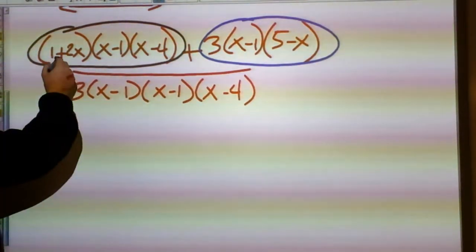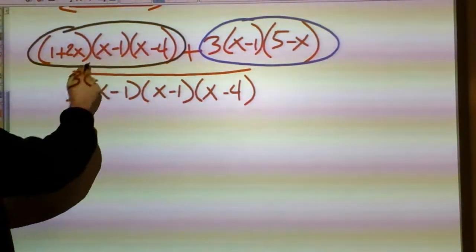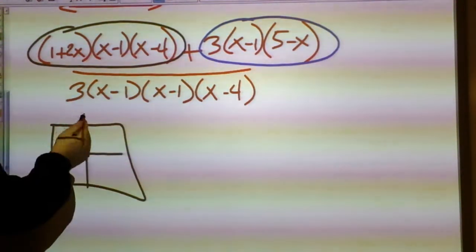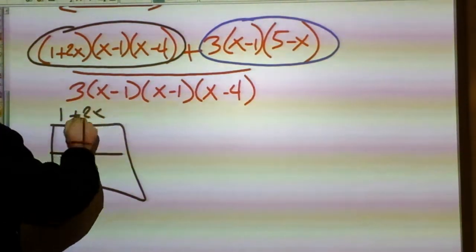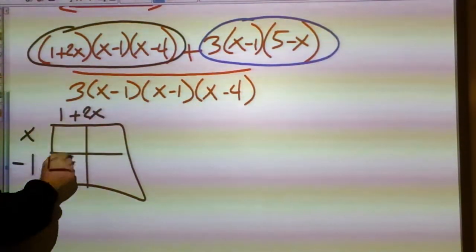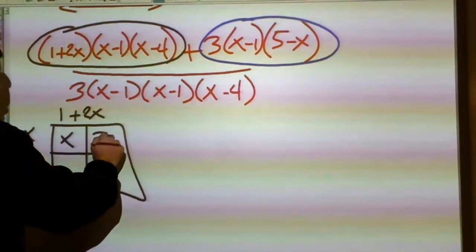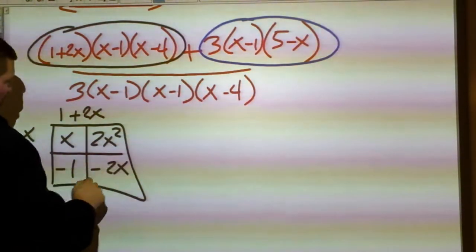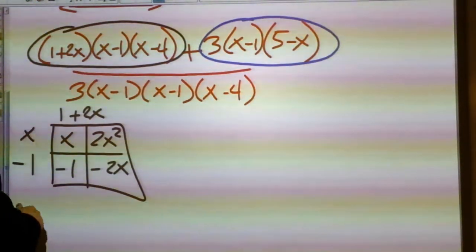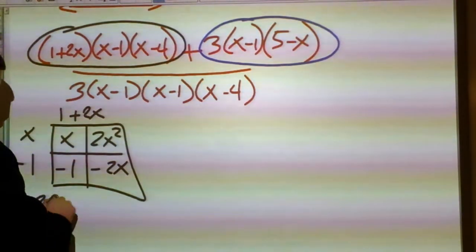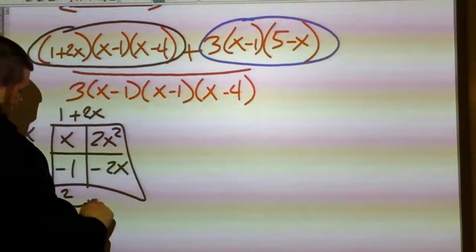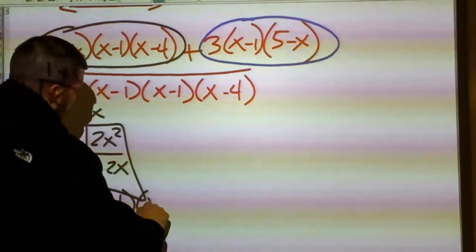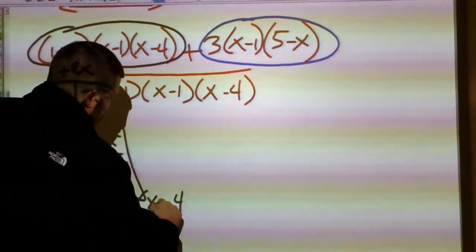So what I'm going to do is 1 plus 2x times x minus 1. And I use the box. Some people like FOIL better. That's just whatever is your preference. And this is strictly scratch work. So x, 2x squared, negative 1, negative 2x. Combine like terms wherever we can. So we have 2x squared minus x minus 1. And that's still going to be multiplied by x minus 4.